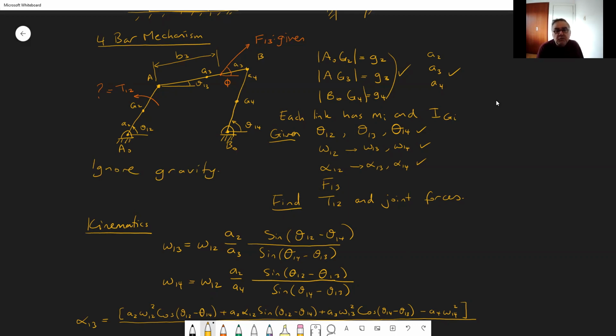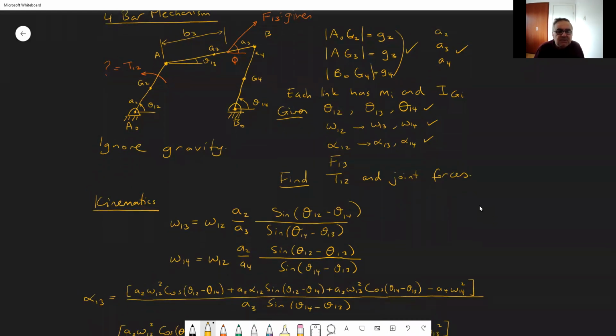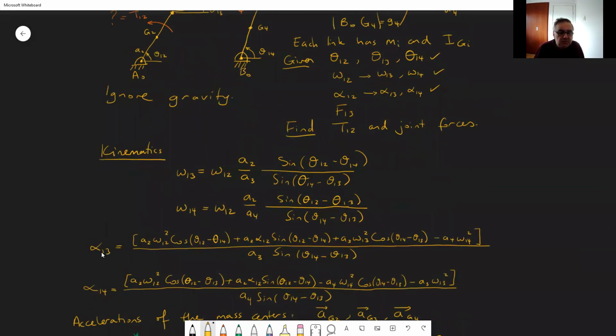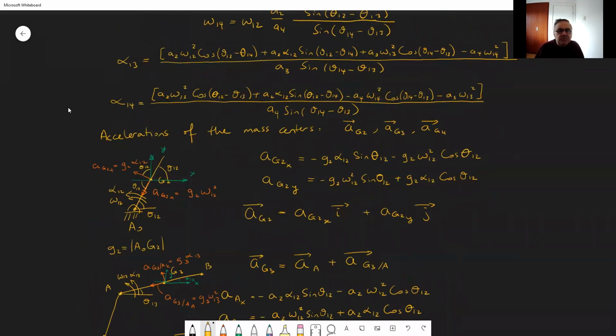What do we have to do? In the first place, we have to find the accelerations, angular accelerations of each link, plus we need to find the acceleration of the mass centers. And that's what we did the last time. The kinematic analysis, which is quite involved, gives you alpha 1,3 and alpha 1,4. Alpha 1,2 is given, okay? These two are given, omega 1,2 and alpha 1,2. But you need alpha 1,3 and alpha 1,4. And also we need the accelerations of the mass centers of each link.